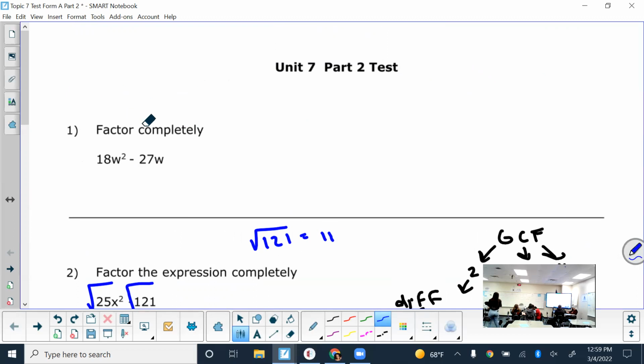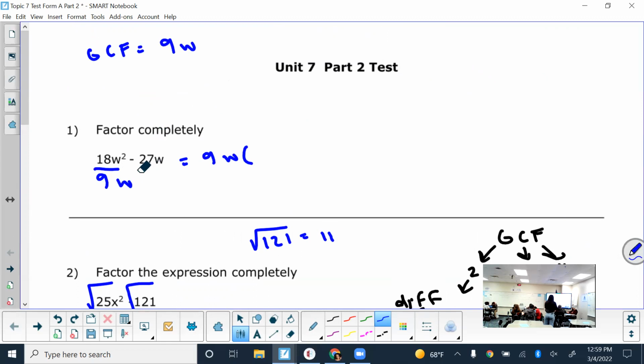9W is correct. So identify your GCF. Make sure that that's still part of your answer. It'll just be outside the parentheses. Inside is what you get from dividing each term by the GCF.